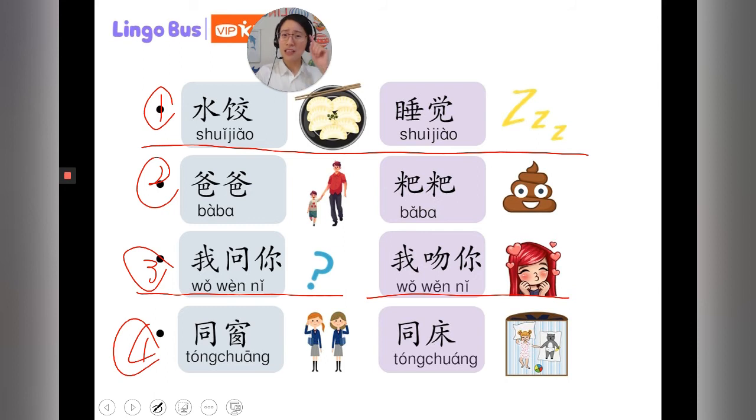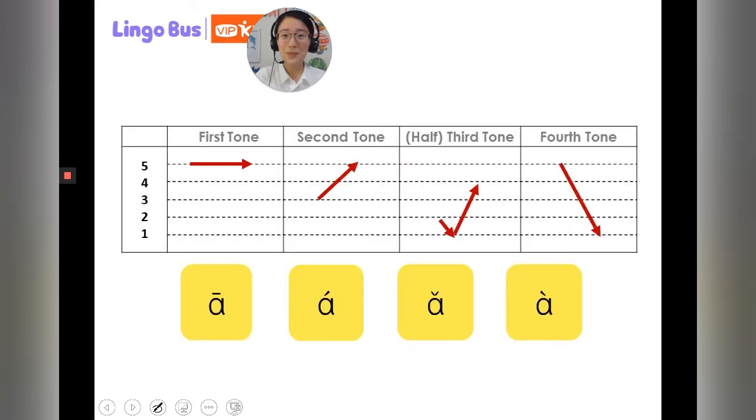I know some of you might think that, oh no, I cannot hear any differences. No worries, I'm going to show you a graph and that will better help you understand what are tones in Chinese. As you can see, this graph identifies your normal speaking voice range from number 1 to number 5. Number 1 represents the lowest voice you use when you speak, while number 5 represents the highest voice you use when you speak.